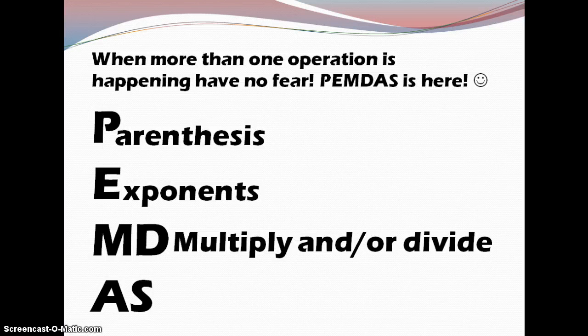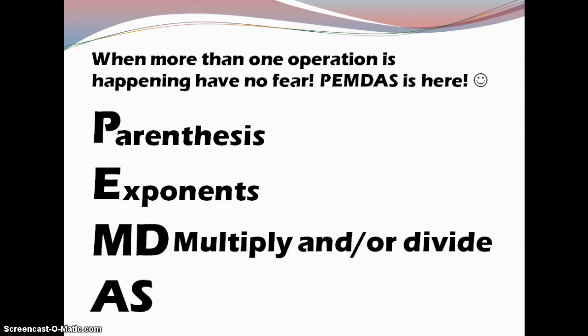Next, you want to take care of any multiplication or division. Now, the important part here is you want to read the problem from left to right. As you read that problem from left to right, if you see multiplication pop up, address that first. If you read the problem from left to right and you see division occur first, address that. You don't want to skip around the problem to address multiplication and come back and address division. You want to read the problem from left to right and address multiplication and division as it comes up.